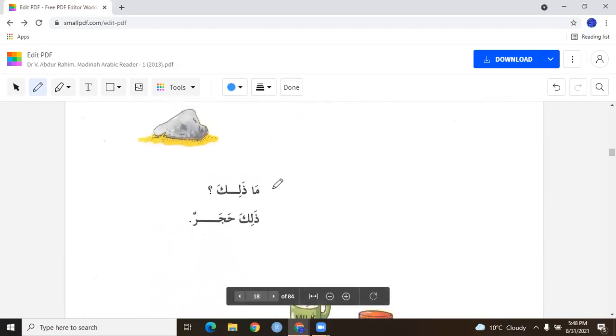ما ذلك؟ What is that? ذلك حجر. That is a rock. So hajarun is a new word for us, okay? Hajarun means rock.